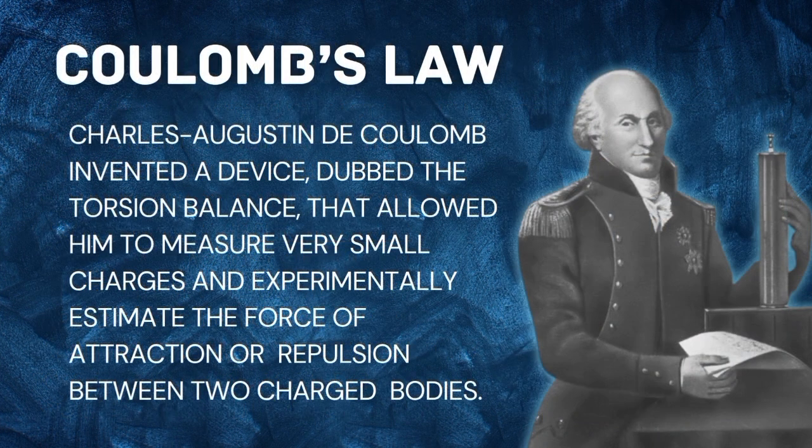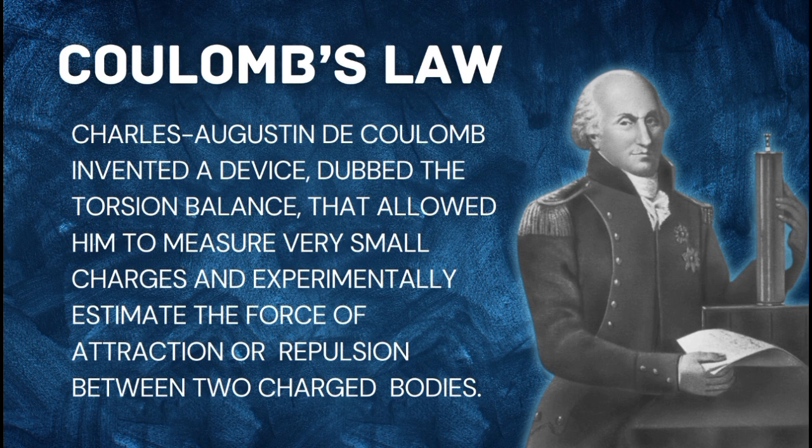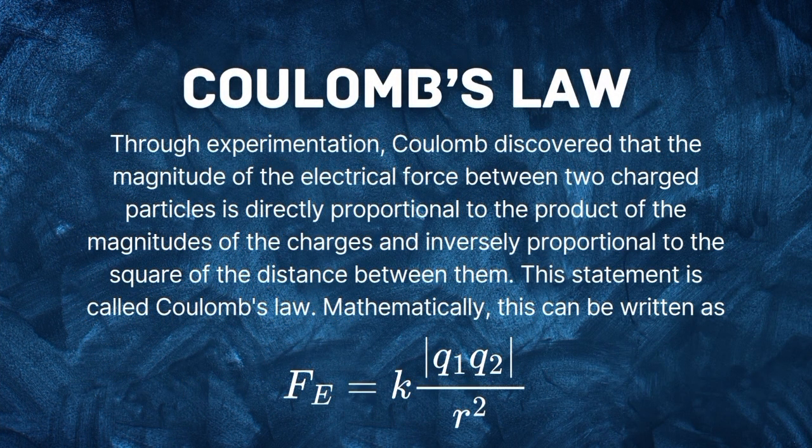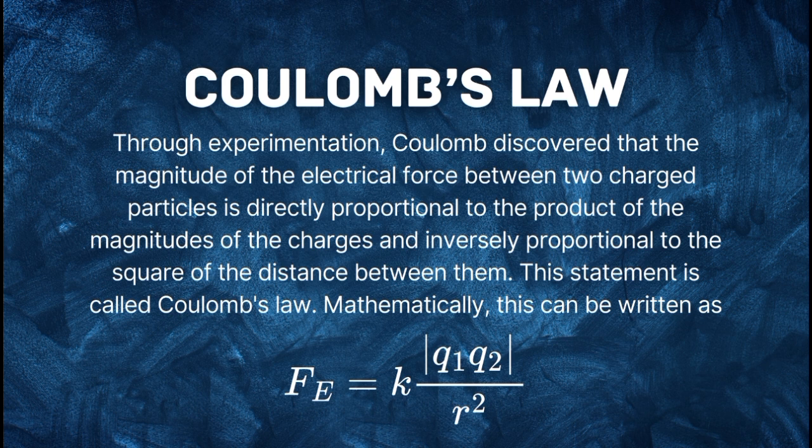Charles Augustin de Coulomb invented a device dubbed the torsion balance that allowed him to measure very small charges and experimentally estimate the force of attraction or repulsion between two charged bodies. Through experimentation, Coulomb discovered that the magnitude of the electrical force between two charged particles is directly proportional to the product of the magnitudes of the charges and inversely proportional to the square of the distance between them. This statement is called Coulomb's law.